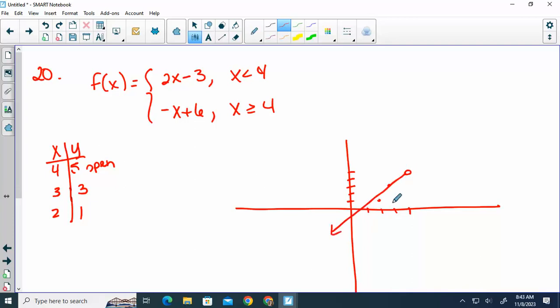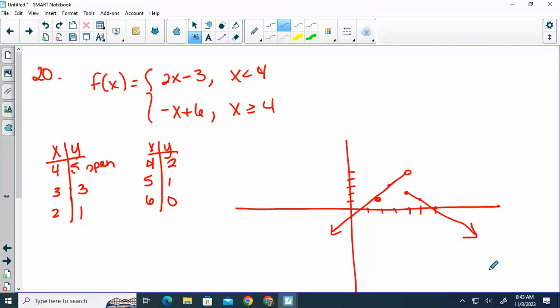Okay, so that is a slightly crooked line, but it'll work. The second one, we start with the 4, but it would be closed because it has an equal to, and then you do things larger than 4. So if you put in 4, you get 2, 5 gives us 1, 6 gives us 0. So 4, 2 is closed, 5, 1, 6, 0. Notice how this is a function, it passes the vertical line test.